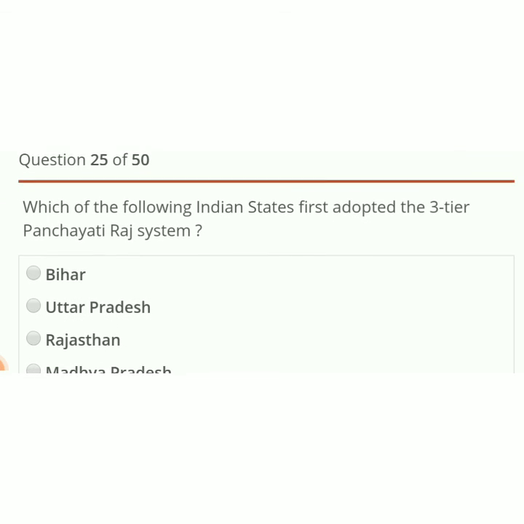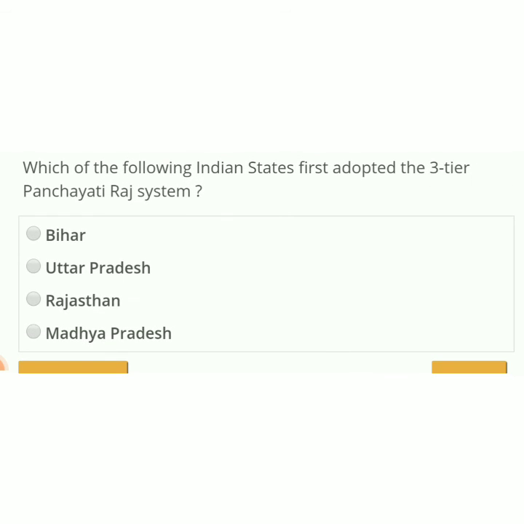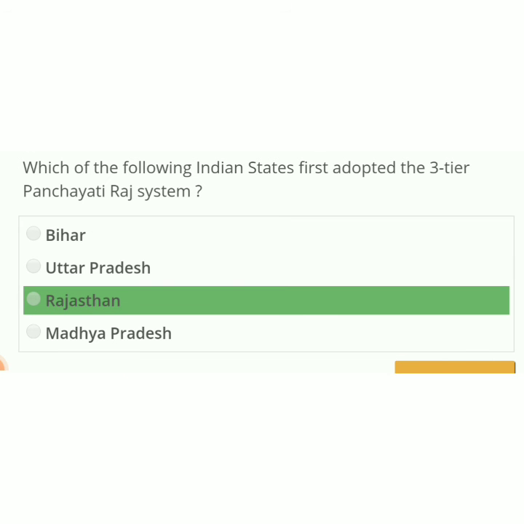Next question. This is our last question. Which of the following Indian states first adopted the three-tier Panchayati Raj system? The options are Bihar, Uttar Pradesh, Rajasthan, Madhya Pradesh. The correct answer is Rajasthan.